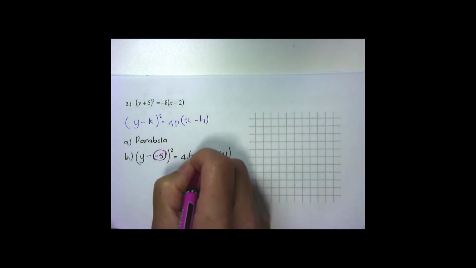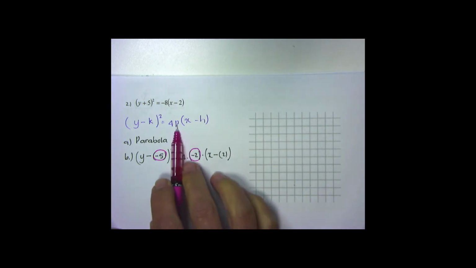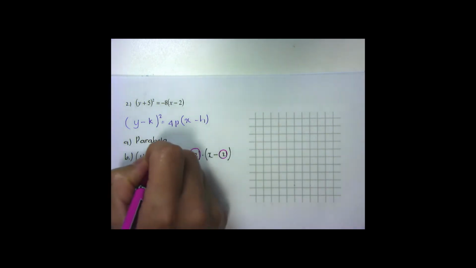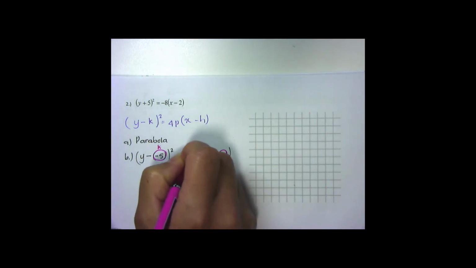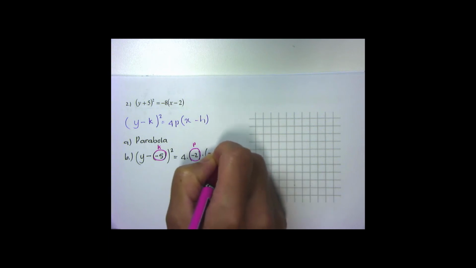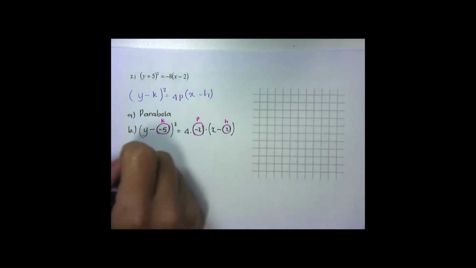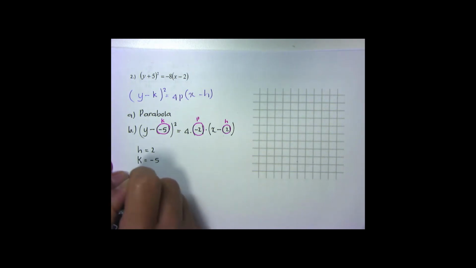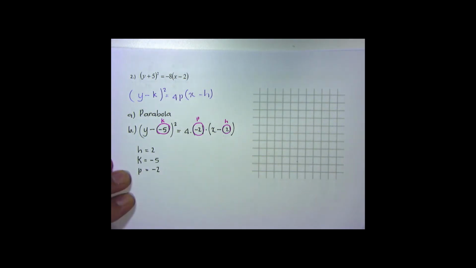All right, so this guy right here, the -5, represents k. The -2 right here represents p, and the +2 over here represents h. So this is k, this is p, and this is h. So we can simply pull those guys out. All right, so again, I'm going to write that down. So h is equal to 2, k is equal to -5, and p is equal to -2.